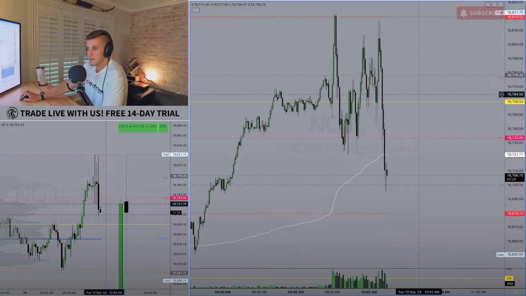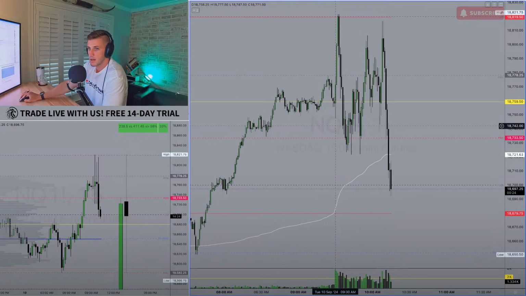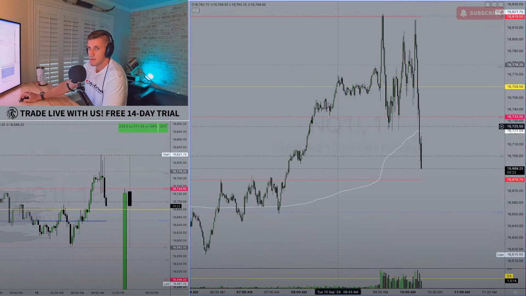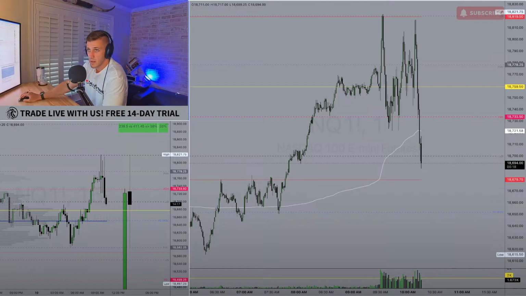NQ into 700. You have VWAP right above now. New low of day. Gap is filled. Prior day volume point of control down into, what is that, 650?